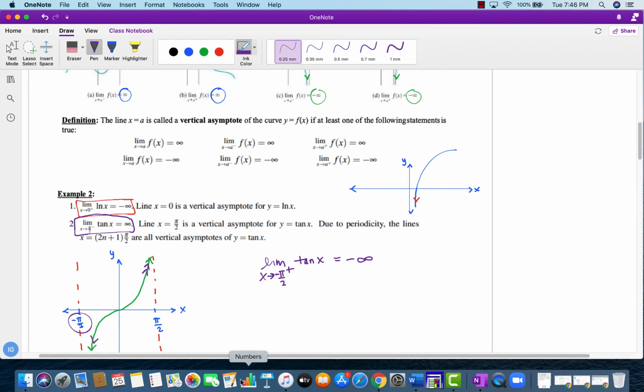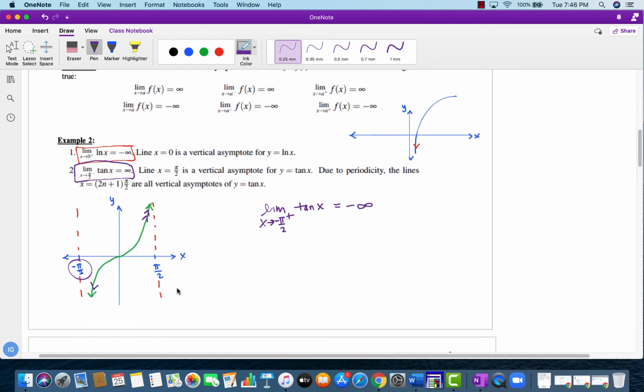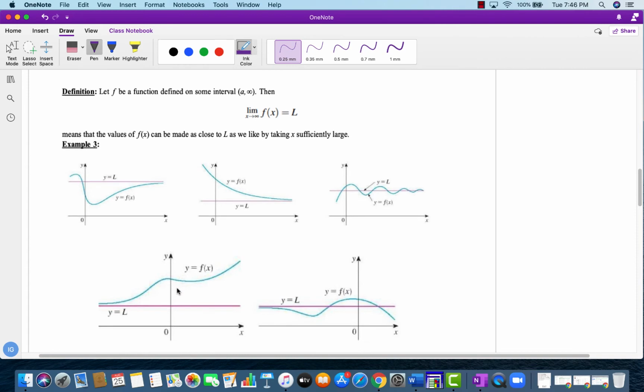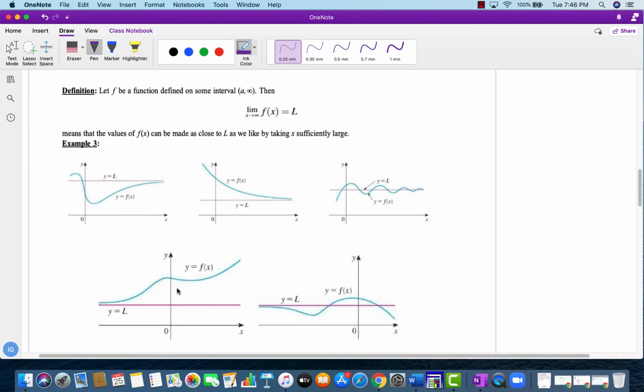Alrighty. So now let's look into another definition. There's a bunch of definitions in this section. So let's go down to the next definition. So on the previous page, we saw that when we have a vertical asymptote, the limit is going to go to infinity as you're approaching that value, okay?